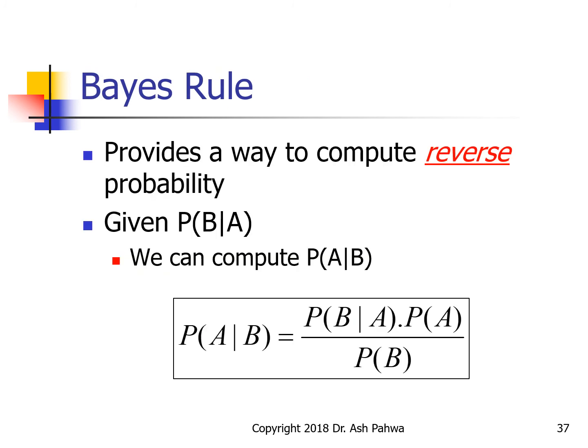So Bayes rule basically allows us to compute the reverse probability, which is also called the posterior probability. So if we are given the probability of B given A, then how can we compute the probability of A given B? This is a very famous formula: probability of A given B is equal to the probability of B given A multiplied by the probability of A divided by the probability of B. So this is the foundation on which this particular model is built.